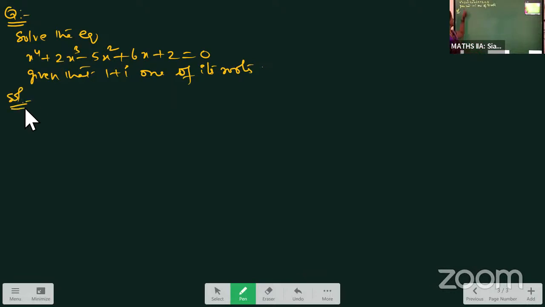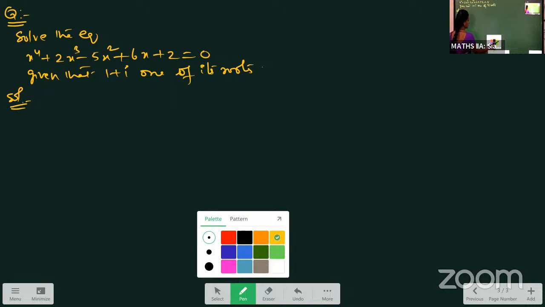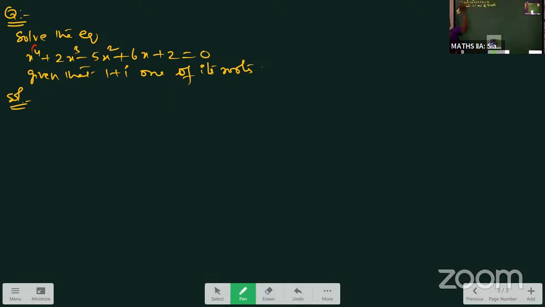Here, we started with x to the power of 4. So, 4 roots are required for us. But he gave you only one root. 1 plus i is one of the roots, he is saying in your question. Then we should find the next root. So, 2 roots are available with us. The remaining 2 roots we have to find out. How to find out, I will tell you that.